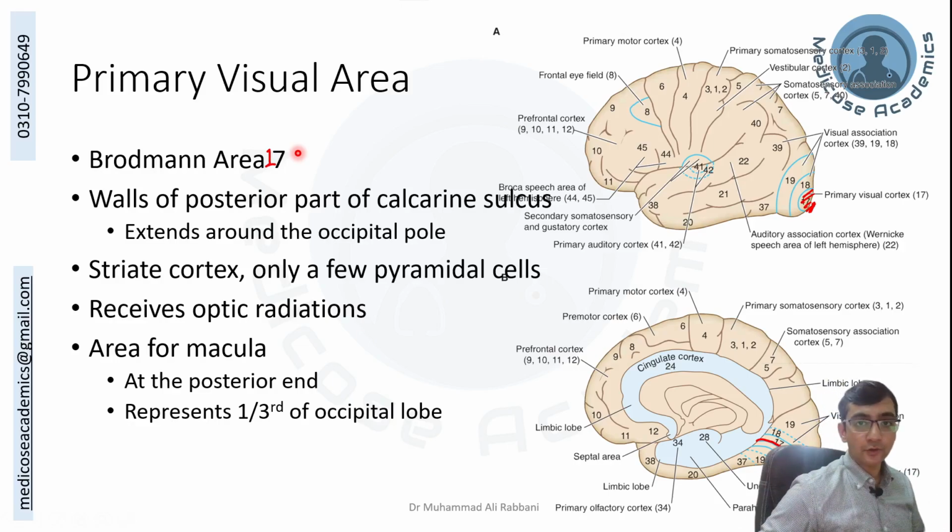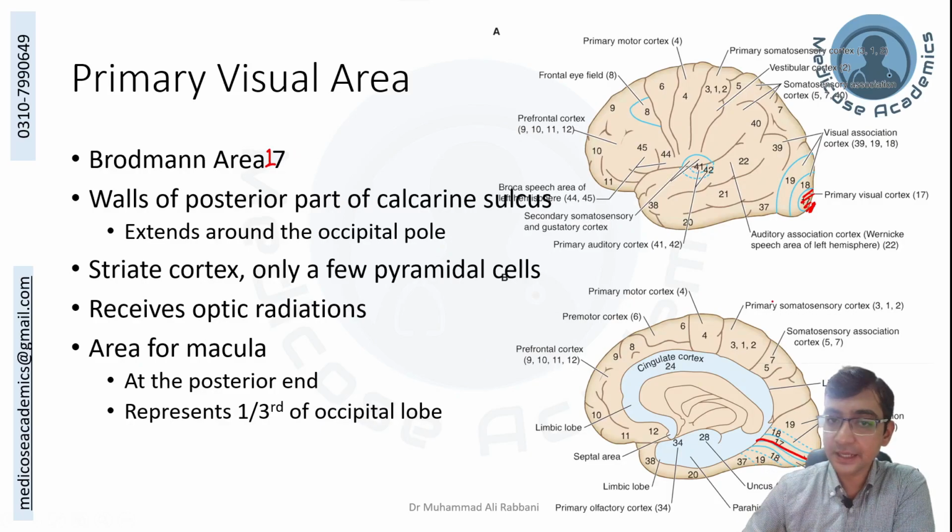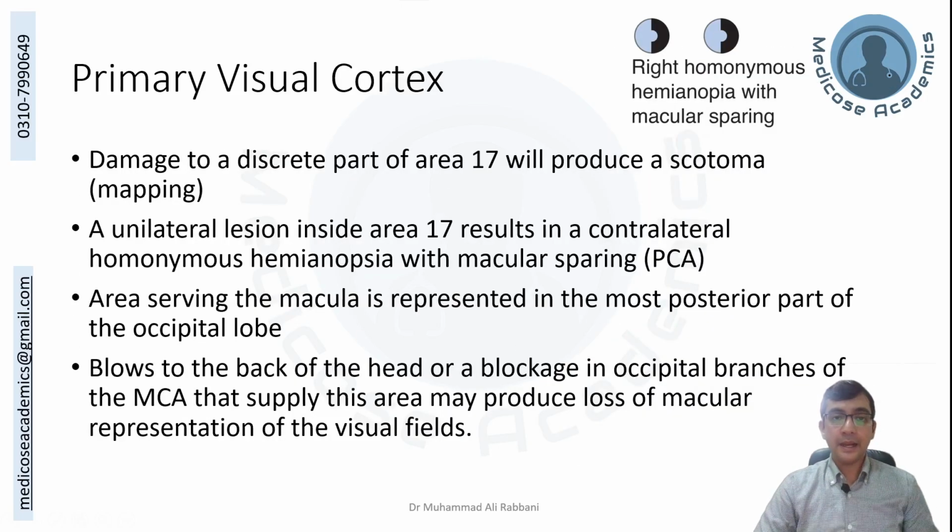So that is the area of the macula lutea, and most of this area is supplied by the posterior cerebral artery. But this part of the primary visual cortex, this point, has a dual blood supply: in addition to the posterior cerebral artery, the middle cerebral artery also supplies it, and that becomes very important in the case of infarct.